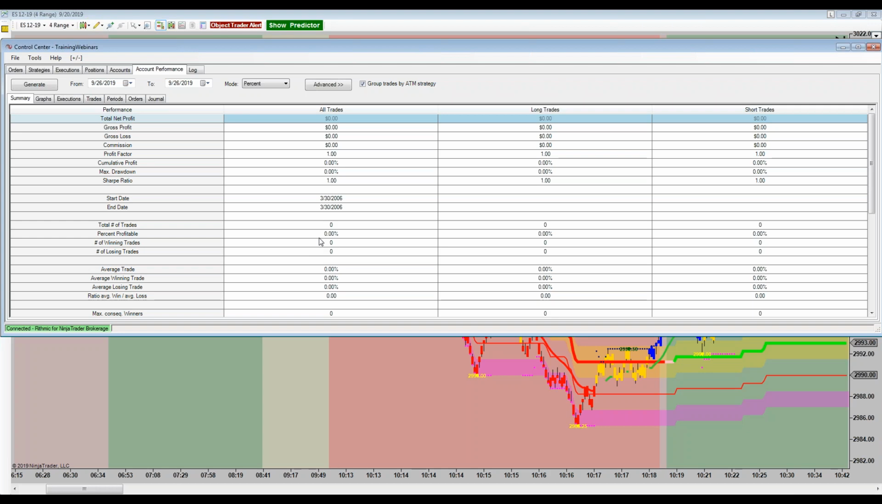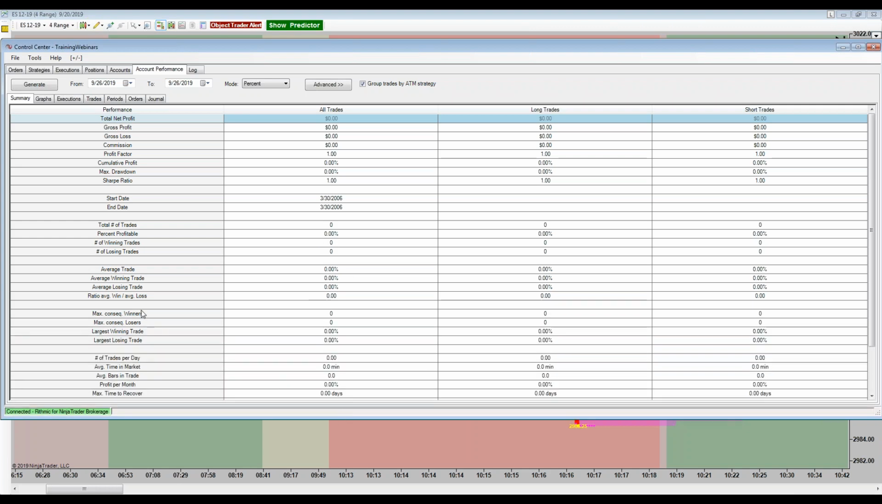Let's say hypothetically that you're a 50-50 trader. Now you would want your winners down here. See the average winner and average loss? See these numbers down here?